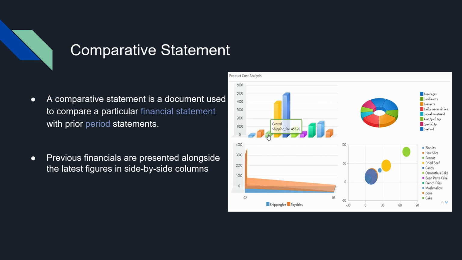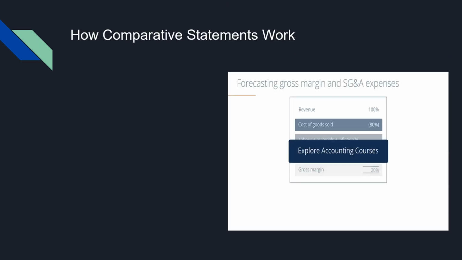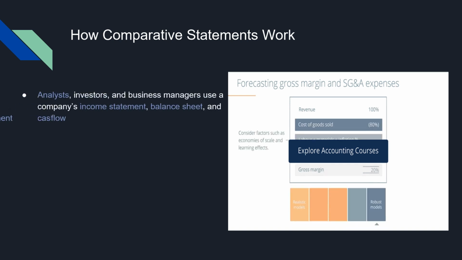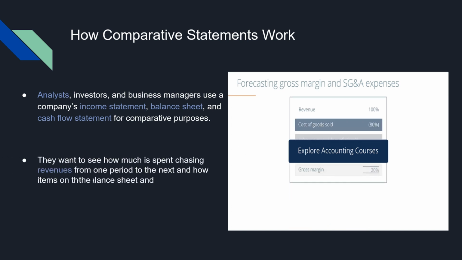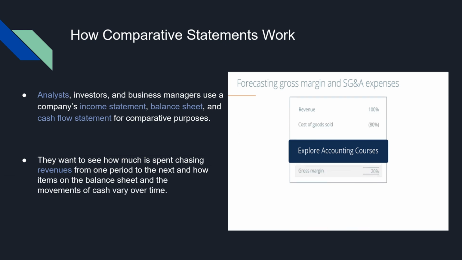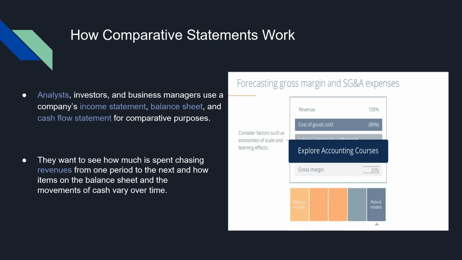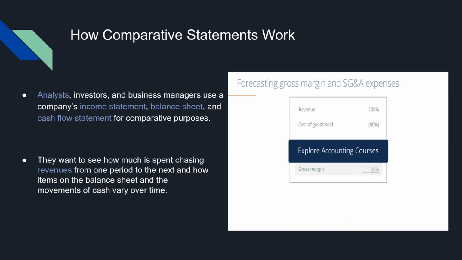and compare it with industry rivals. How comparative statements work. Analysts, investors, and business managers use a company's income statement, balance sheet, and cash flow statement for comparative purposes. They want to see how much is spent chasing revenues from one period to the next, and how items on the balance sheet and the movements of cash vary over time.